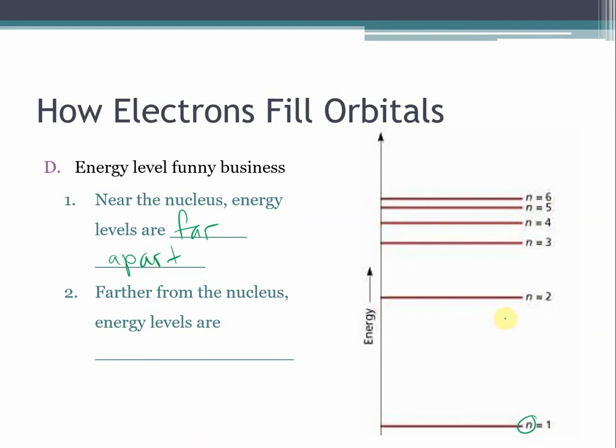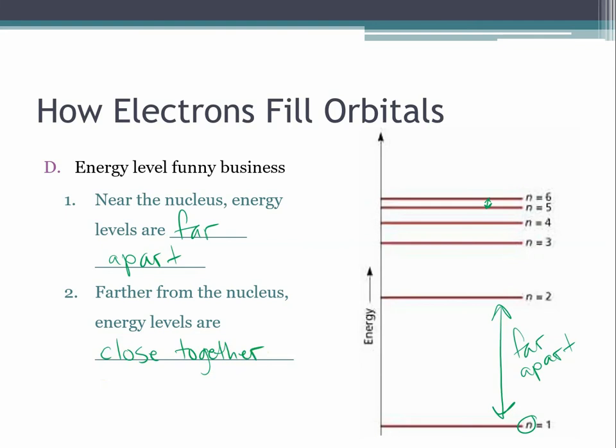Near the nucleus, they're real far apart. So like 1 and 2, the closest ones to the nucleus, these are so far apart. There's lots of room between these energy levels. 5 and 6, really far away from the nucleus, these are really close together. They're like almost touching. These are very, very close. So as you get farther from the nucleus into those higher energy levels, they get closer together.